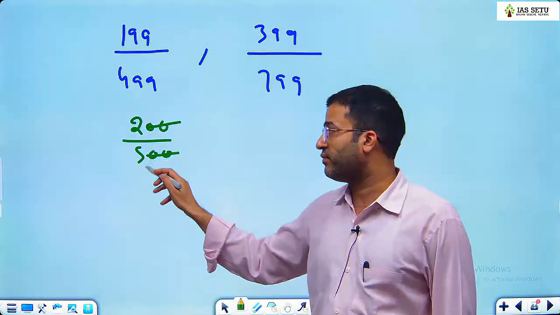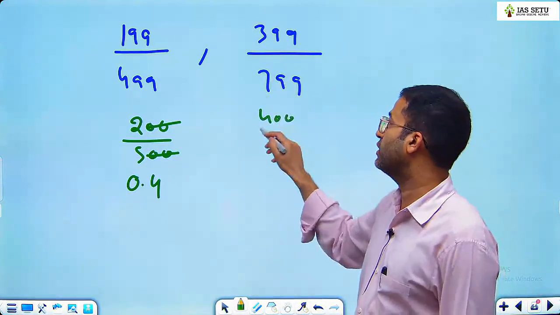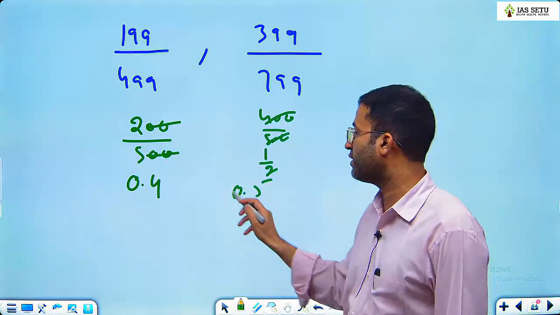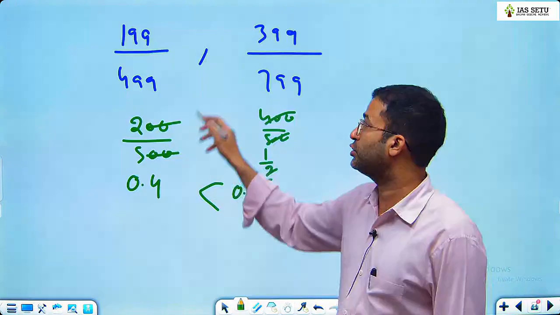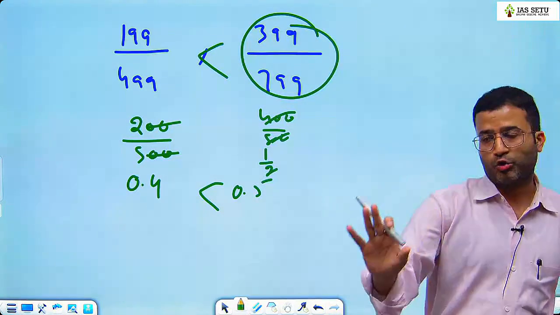2 by 5, it is 0.4. Here this is 400 upon 800, which is 1 by 2, which is 0.5. 0.5 is greater than 0.4. So this right side fraction is large. Quickly we revise.